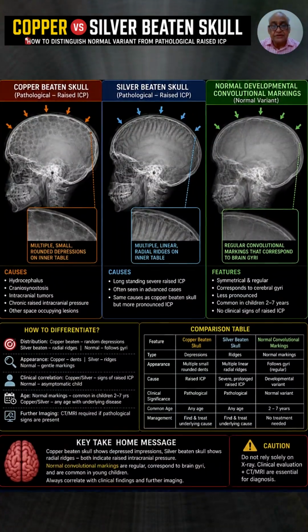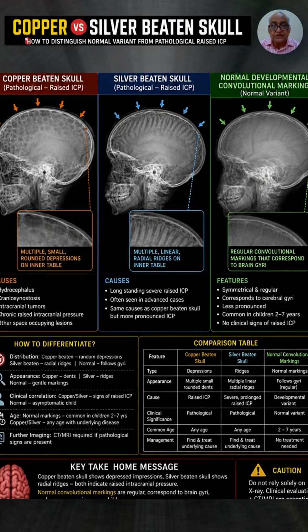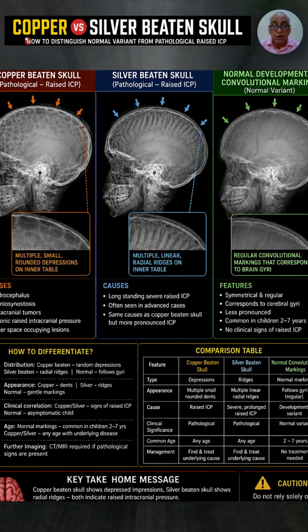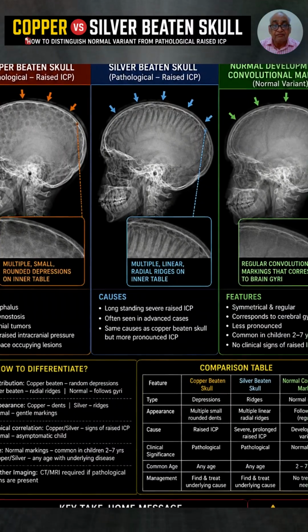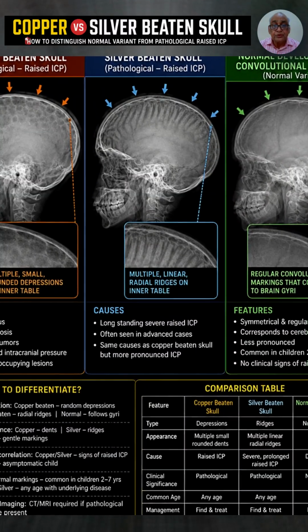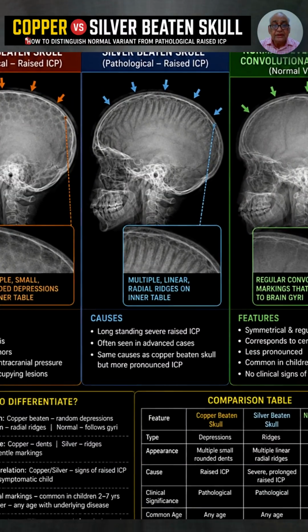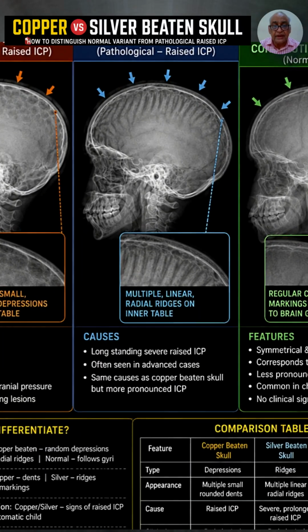Now look at the image in the middle. Some authors use the term silver beaten skull to describe a more pronounced version of the copper beaten appearance, particularly when the convolutional markings are very deep and extensive. However, it's important to know that silver beaten skull is not a universally accepted or standardized radiological sign.